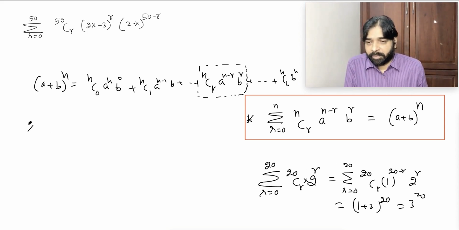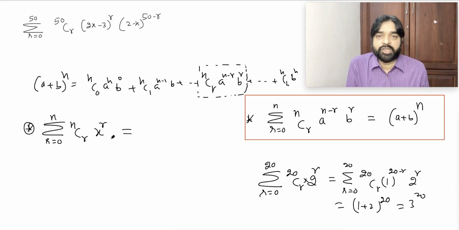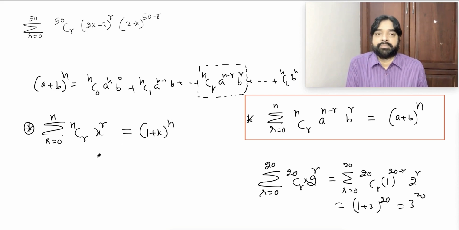Now, some other small point. What is the value of sigma r equal to 0 to n, nCr into x power r? Now easily you can tell. Expand it. What will you get? nC0 plus nC1 x plus nC2 x square plus nC3 x cube, that is nothing but (1 plus x) power n. Am I right or not?